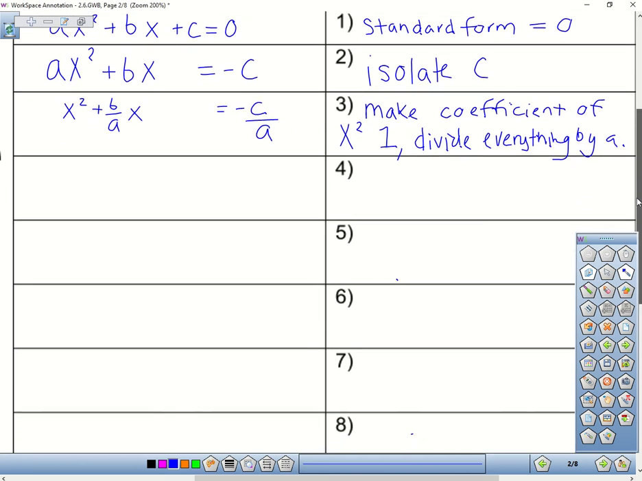So now our next step is going to be to actually complete the square. So we're going to have to create this term. So think back to completing the square when we learned about it 2 days ago. Does anybody remember what we do to this term? We take... You divide it by 2. You divide it by 2 and then you do what with it? Square it. Square it. Good. So we're going to divide b over a by 2 and then we're going to square it.